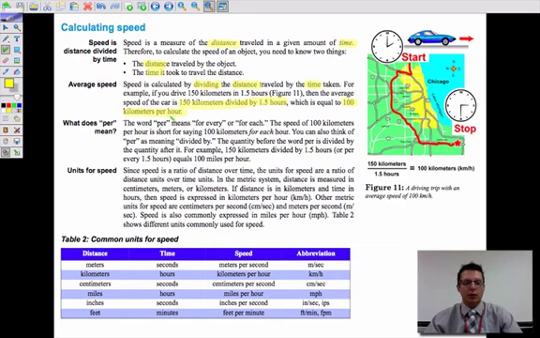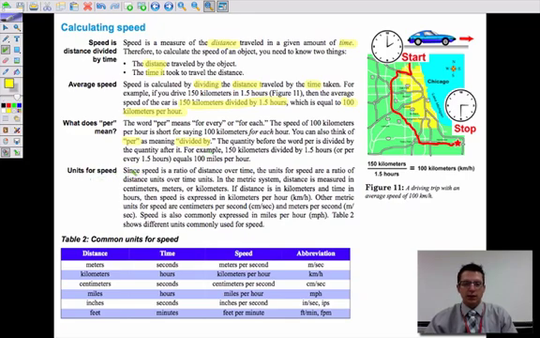So I'm thinking, what does that per mean? And in my mind, I'm thinking per means divide. So let's read this. What does per mean? The word per means for every or for each. The speed of 100 kilometers per hour is short for saying 100 kilometers for each hour. You can also think of per as meaning divided. So I'm going to make an inference here about the equation for speed. I'm thinking the equation for speed is distance, because you need to know distance, divided by time.